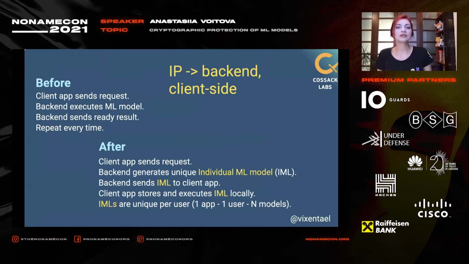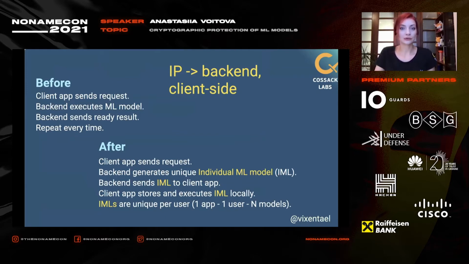These individual machine learning models, we will call them IML during the presentation. They are unique per user. So you have hundreds of downloads. Each download is a device, each device is a kind of user, and each user can have a lot of these models. But you don't need to make requests to the backend every time the user wants to see a picture of themselves with cat ears.